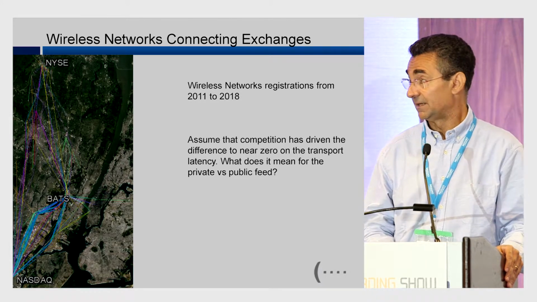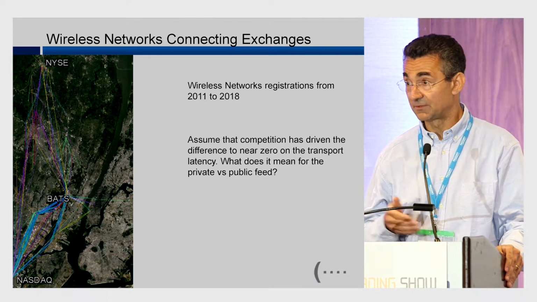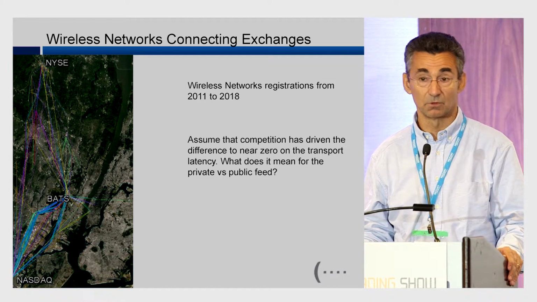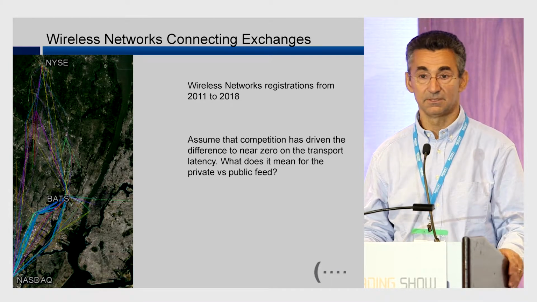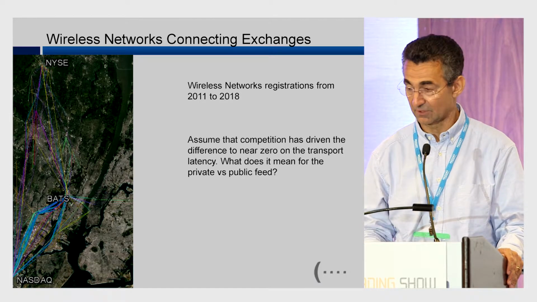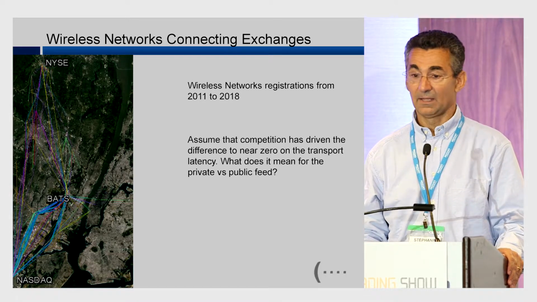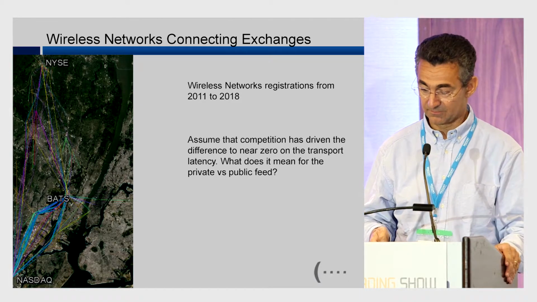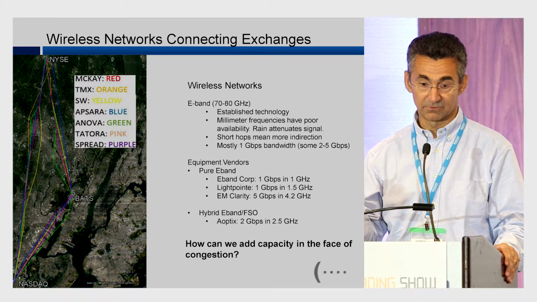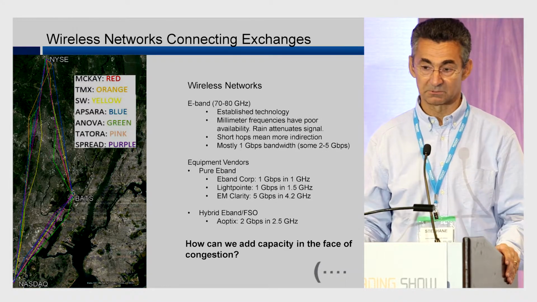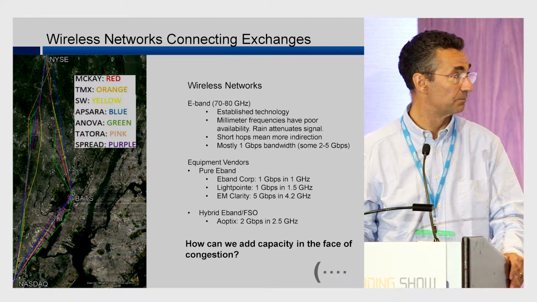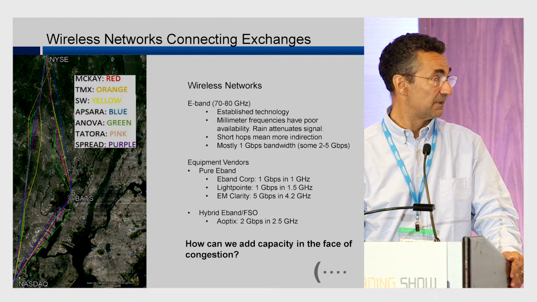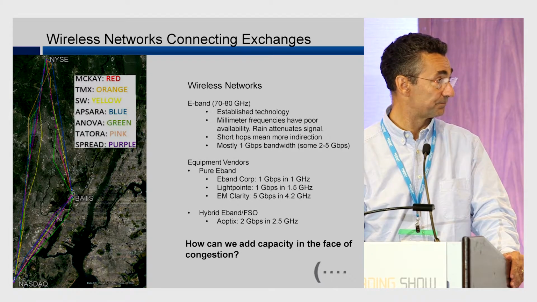Now, if you assume that in those 6 or 7 years, the competition has driven the difference between different networks to almost zero, and that may not be true, but let me just assume that for the discussion, then how does it work? Can NASDAQ retain its property of, after transport, being able to disseminate the data to everyone first? And you guessed the answer was no. So the technology today is uniformly E-band.